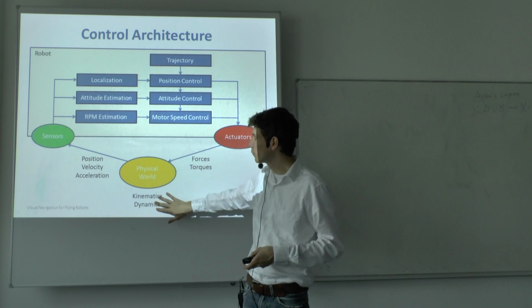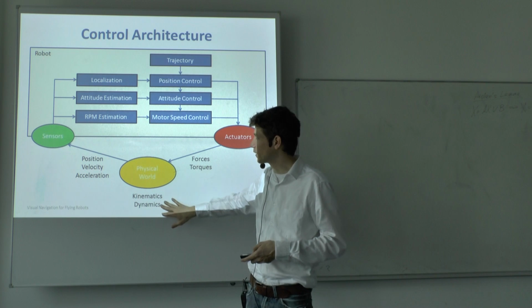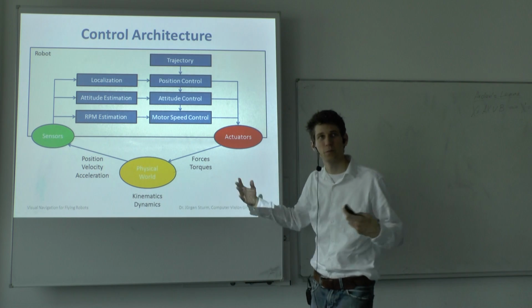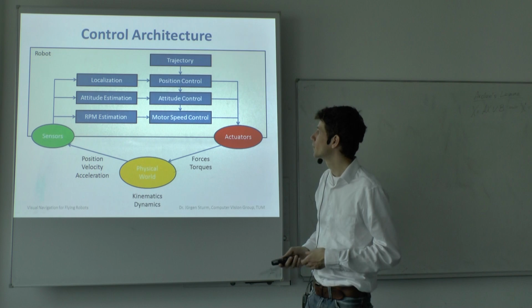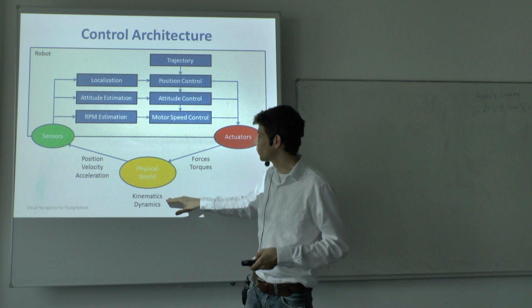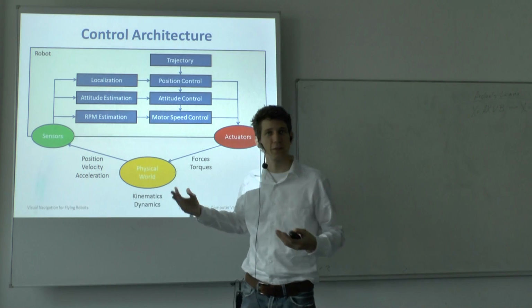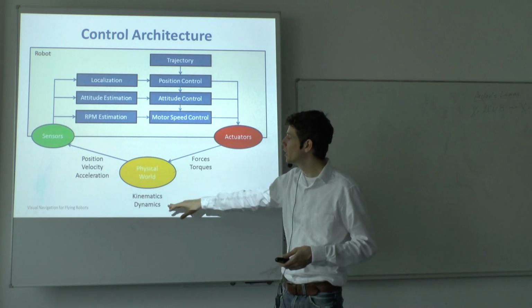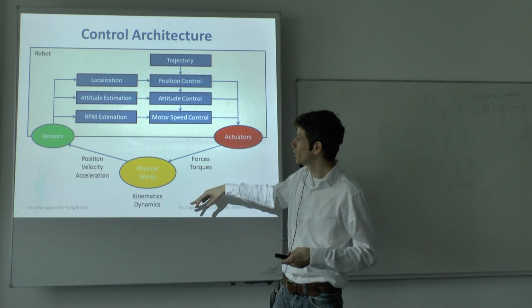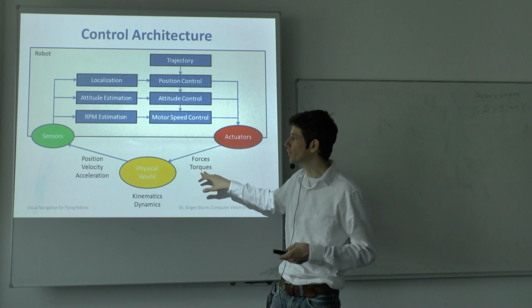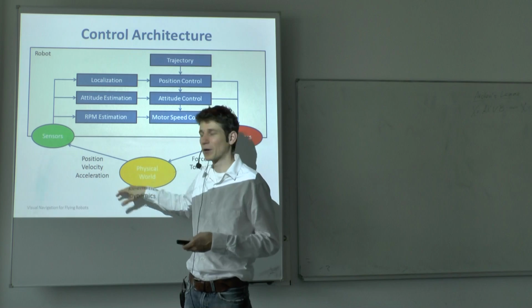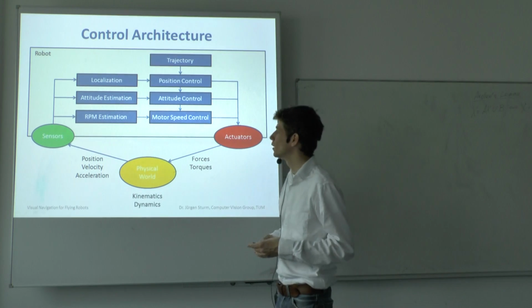In particular, we will start with looking at the kinematics and dynamics equations that some of you might already be familiar with. The kinematics describe the motion of objects in 3D space, and dynamics refers to the problem of how forces and torques change, in particular the acceleration, but then indirectly also the position and velocity.